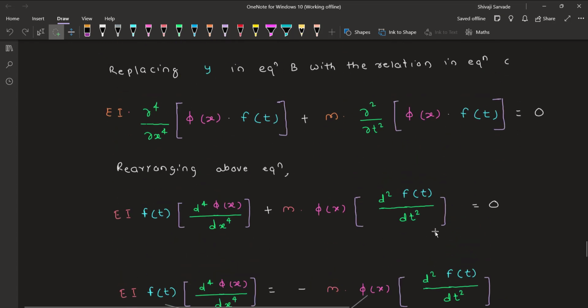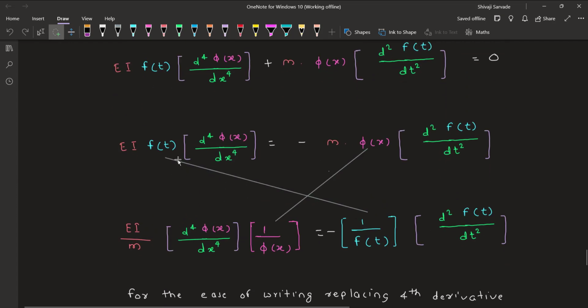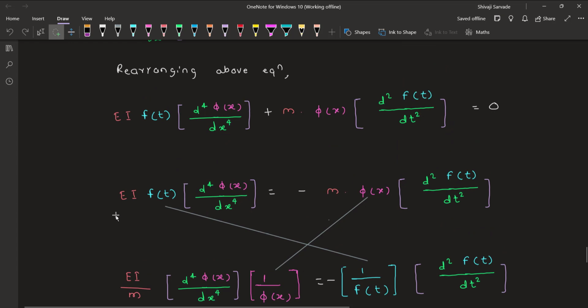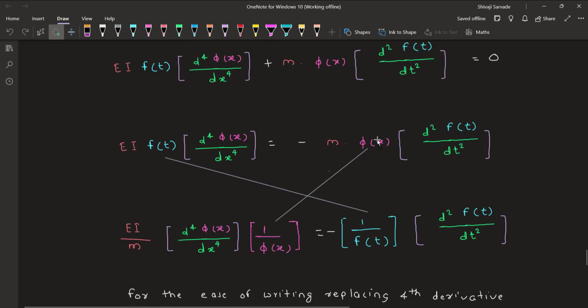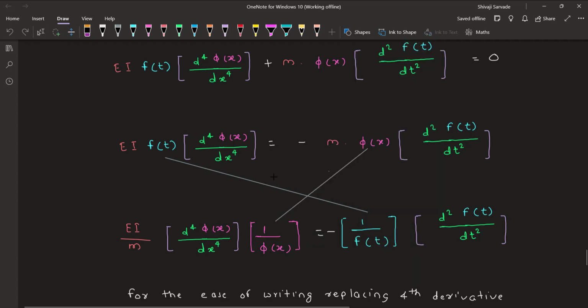Now this expression can further be rearranged. If you see, I can shift the time terms on one side and the x terms on the other side. So we will make sure that we separate out the terms and bring them on one side. So f(t) will go to the right hand side and φ(x) we will bring on the left hand side. So EI is there, then d⁴/dx⁴ φ(x) is as it is. Now we are bringing this m and φ(x) on the left hand side.